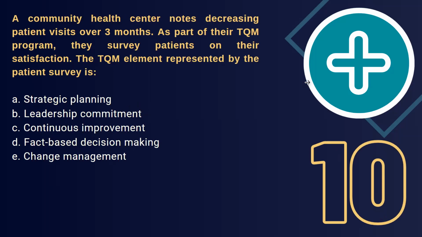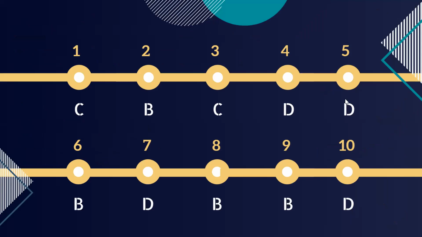A community health center notes decreasing patient visits over 3 months. As part of their TQM program, they survey patients on their satisfaction. The TQM element represented by the patient survey is A. Strategic planning, B. Leadership commitment, C. Continuous improvement, D. Fact-based decision making, and E. Change management. The answer is D. Fact-based decision making. So this is the key of the MCQs.